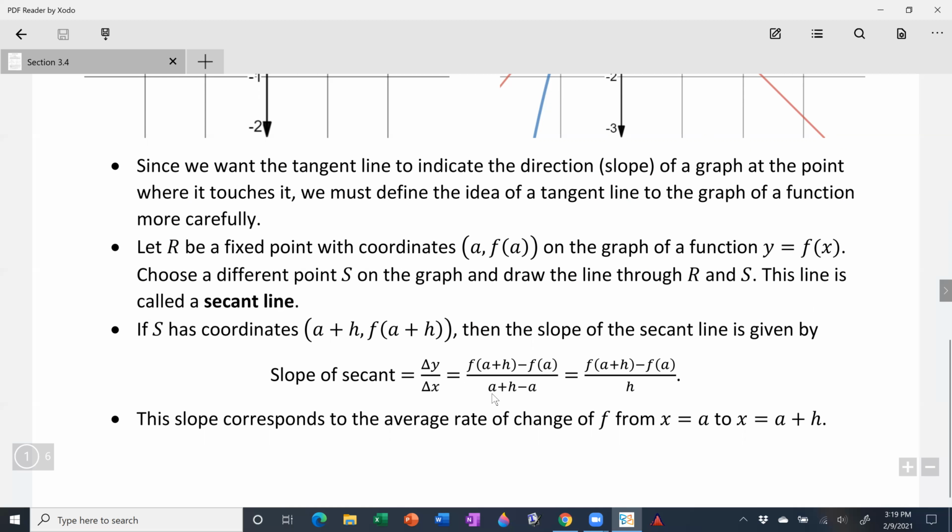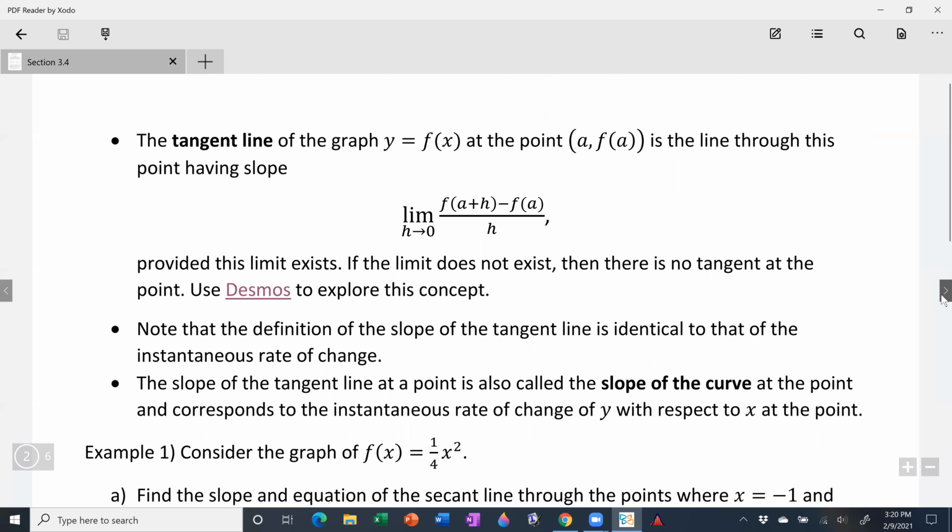And then very nicely, the a's will cancel in the bottom, and we get this difference quotient that we've talked about in the past, f of a plus h minus f of a over h. Okay, so that will be the slope of the secant line. Notice that this slope corresponds to the average rate of change of f from x equals a to x equals a plus h. Okay, so looking familiar, that's why we did the work in the previous sections to build towards this topic.